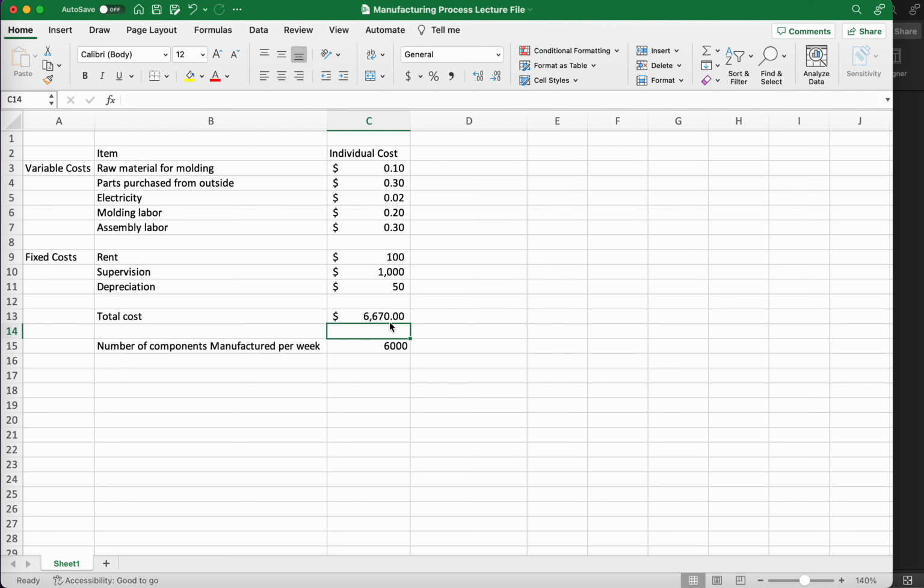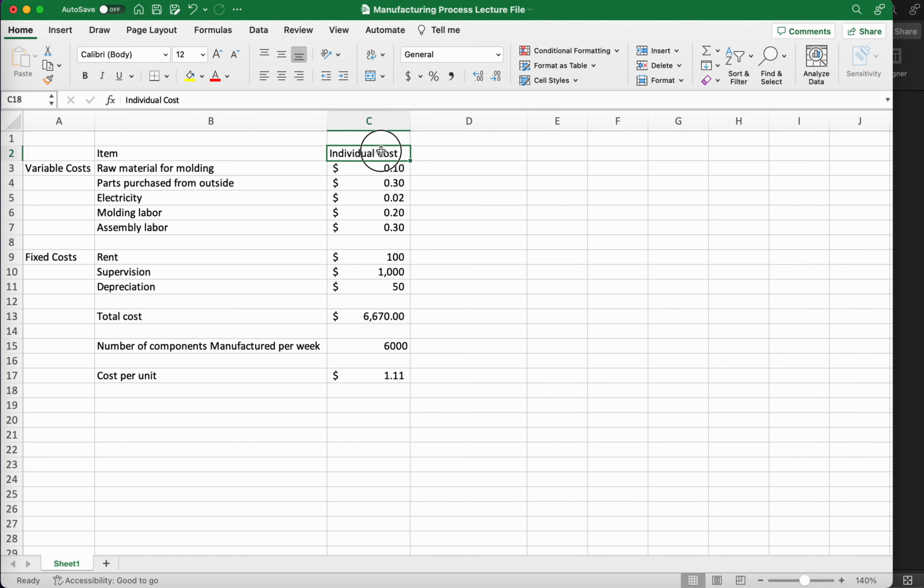So total cost is 6,670. The number of components that you manufacture is 6,000. So cost per unit will be 6,670 divided by 6,000. So it will be $1.11. That's the cost per unit if you manufacture 6,000 units per week.